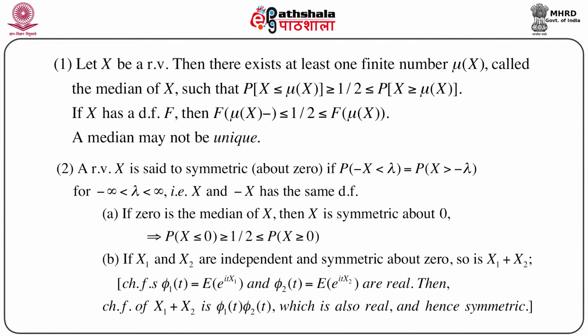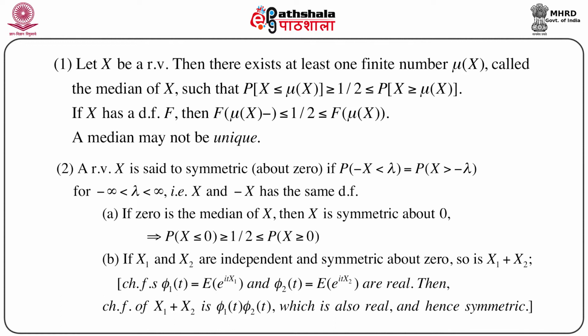The characteristic function of x1 is phi1(t), which is the expectation of e to the power i t x1, and phi2(t) is the characteristic function of x2, which is the expectation of e to the power i t x2. They are both real because they are both symmetric about 0.